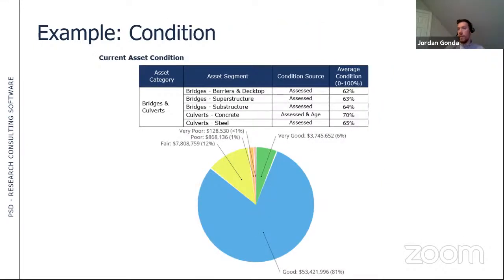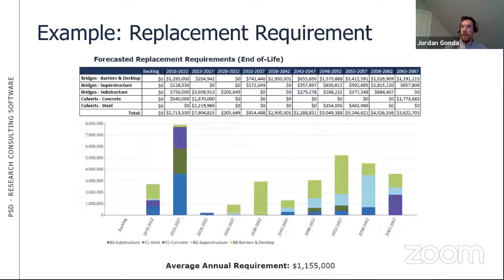And the condition, of course, too. So we want to show the current condition. That's another requirement of the state of the infrastructure, that we document the condition. If we only have age-based data, that's fine. We can use age-based. But as I said, it's always better to use assessed data because it's much more accurate.